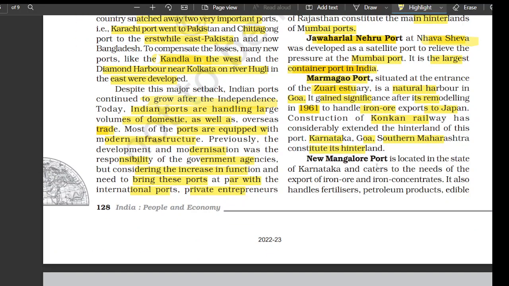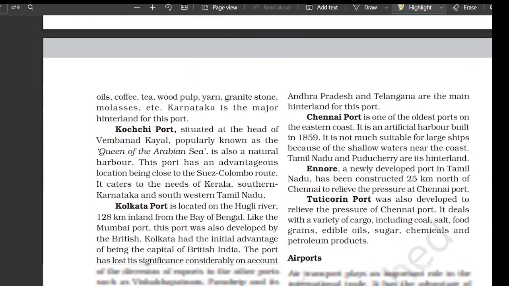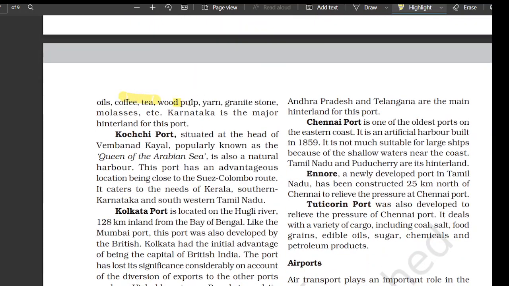New Mangalore Port is located in the state of Karnataka and caters to the needs of export of iron ore and iron concentrates. It also handles fertilizers, petroleum products, edible oils, coffee, tea, wood pulp, yarn, granite stone, molasses, etc. Karnataka is the major hinterland for this port.